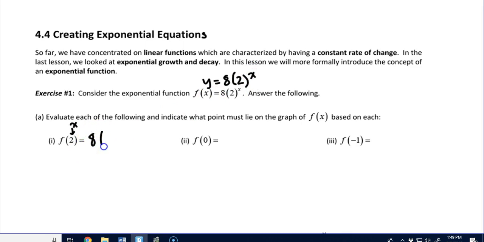So we do it like this, 8 times 2 raised to the power of 2, because that 2 is the x value. Now just do the math. Got to do the exponent first, right? So 2 times 2 is 4. 4 times 8 is 32.